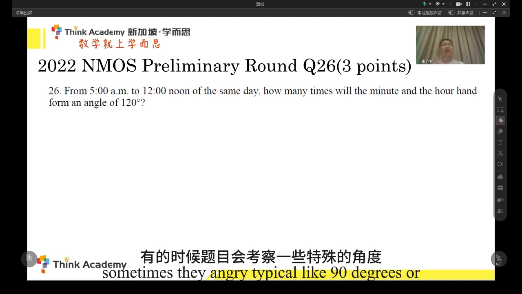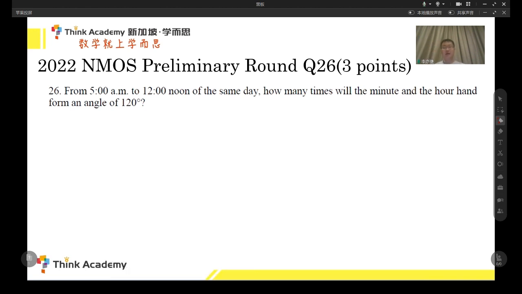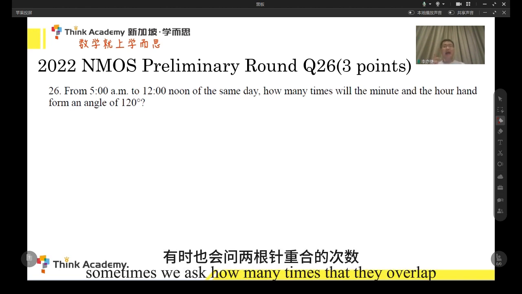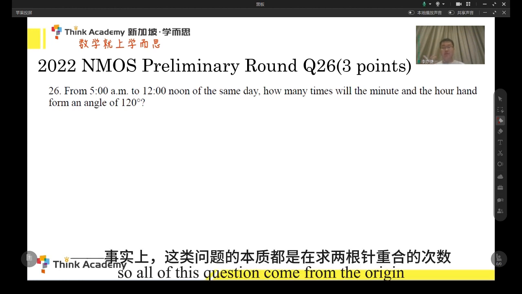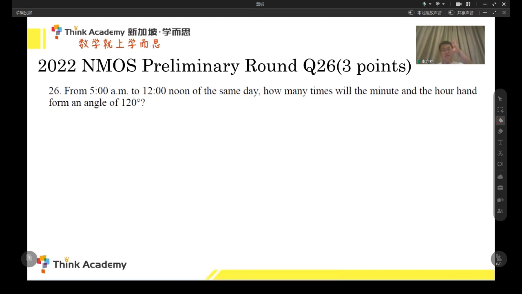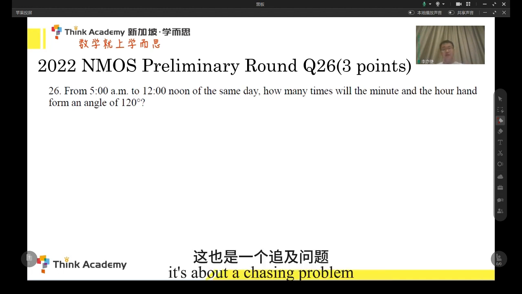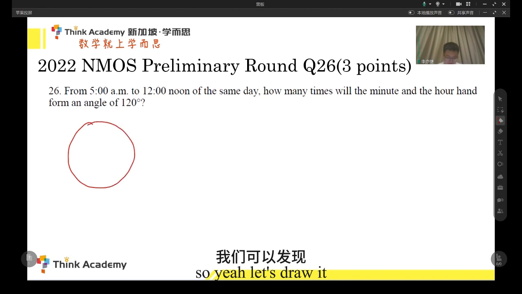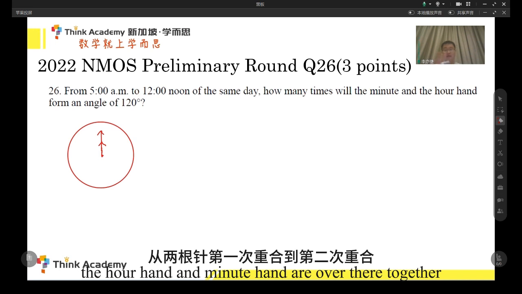certain angle. Sometimes this angle is very typical, like 90 degrees or 180 degrees, which means that they form a line here. And then sometimes we ask how many times they overlap. So all of these questions come from the origin of the overlap calculation. So let's see it. For how long will the hour hand and the minute hand overlap from the last time? It's about the tracing problem. So let's draw it. Maybe sometimes we see that the hour hand and minute hand are overlapped, they're together.